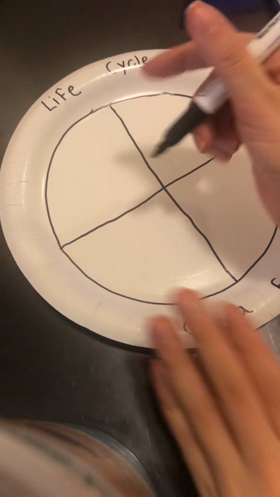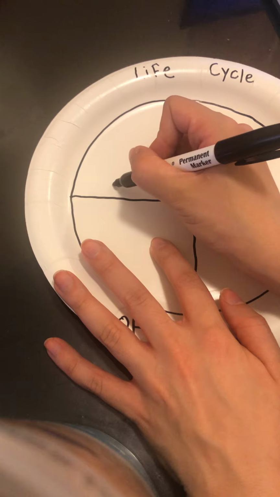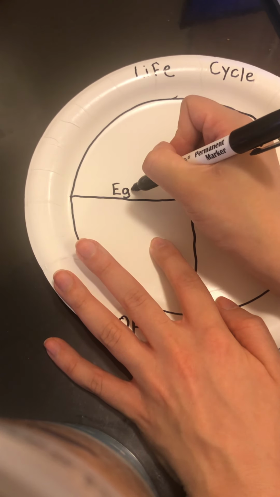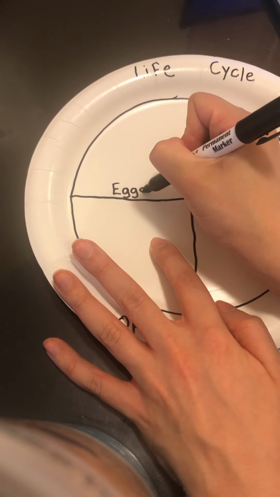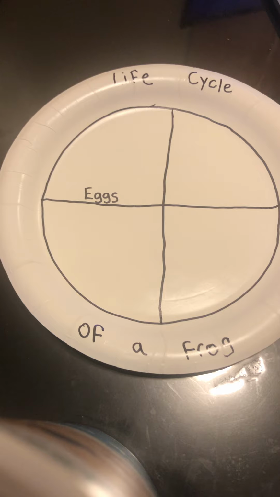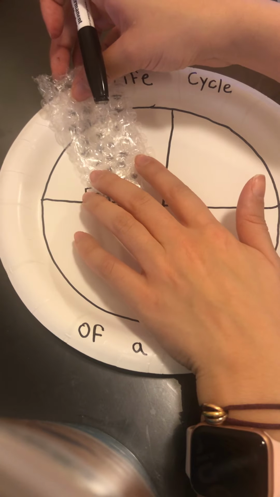Now, the frogs begin their life cycle as little eggs. So we're going to start the first quarter of their life. They're going to be in eggs, E-G-G-S. Now you can use all different types of materials that you have around the house. I'm going to use bubble wrap, fold it up as if they were the eggs.